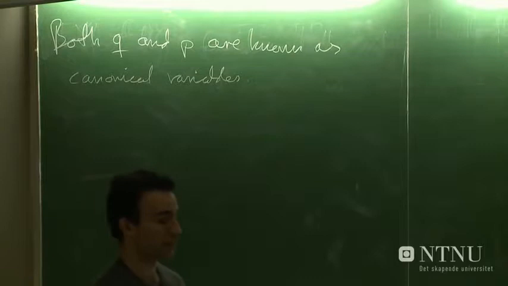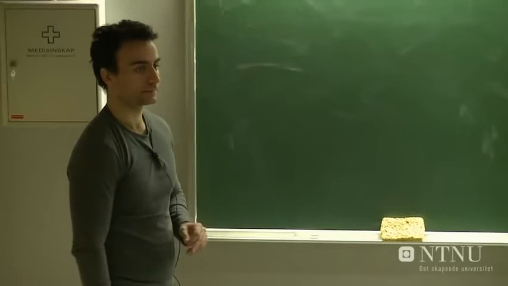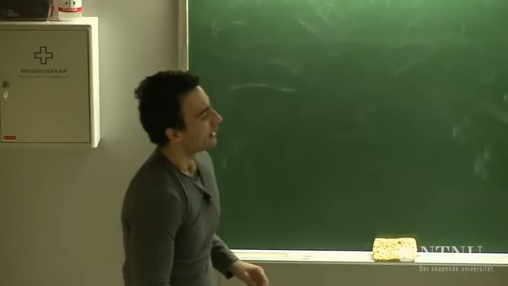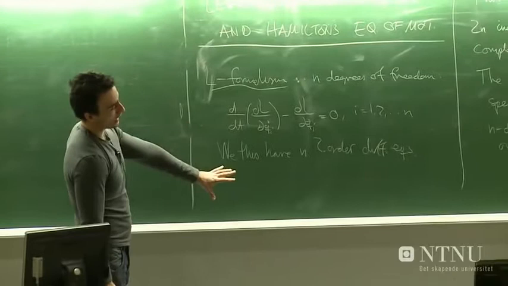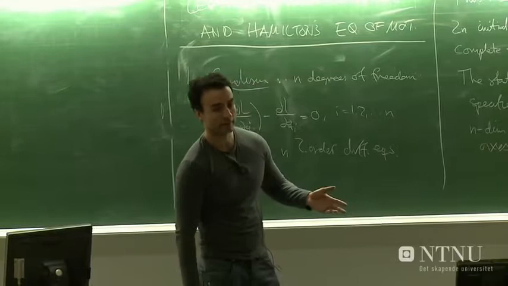Both Q and P are known as canonical variables. So P is the canonical momentum and Q here is the canonical position variable or coordinate. Okay, let's have a look at what we have so far. We have 2n initial conditions in both cases, but the main difference is we have n second order differential equations compared to 2n first-order differential equations.